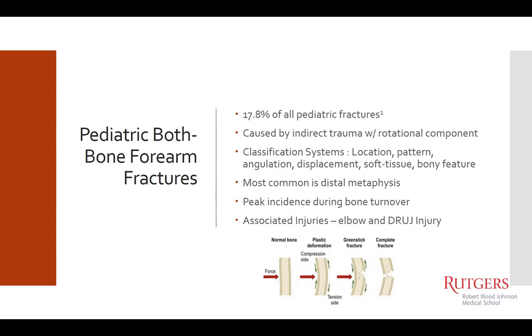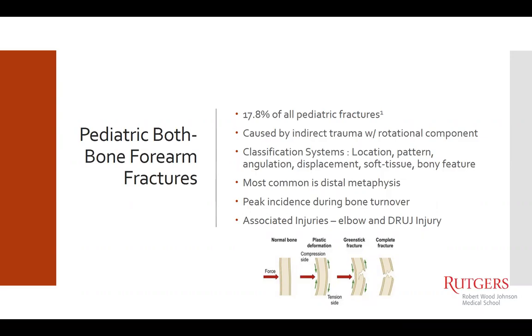You want to look at the pattern, which is very simple, similar to other fracture patterns: comminuted, transverse, oblique, spiral. Again, rotation can affect the fracture pattern. You want to look at the displacement, if it's displaced, as well as the angulation. You also want to assess soft tissue, whether it's closed or open, as that will affect your management strategy.